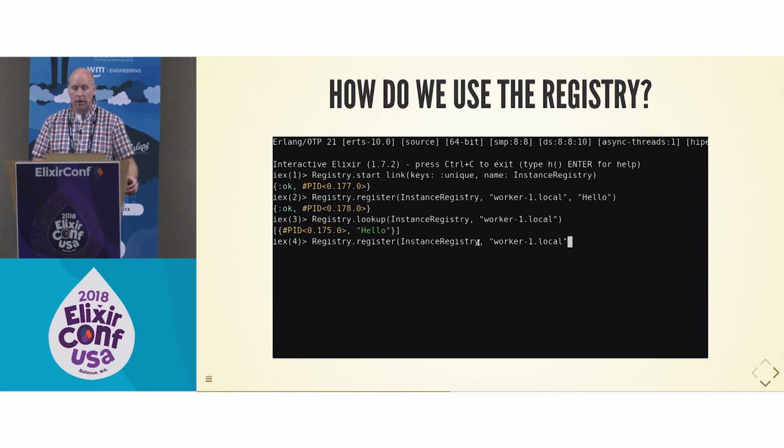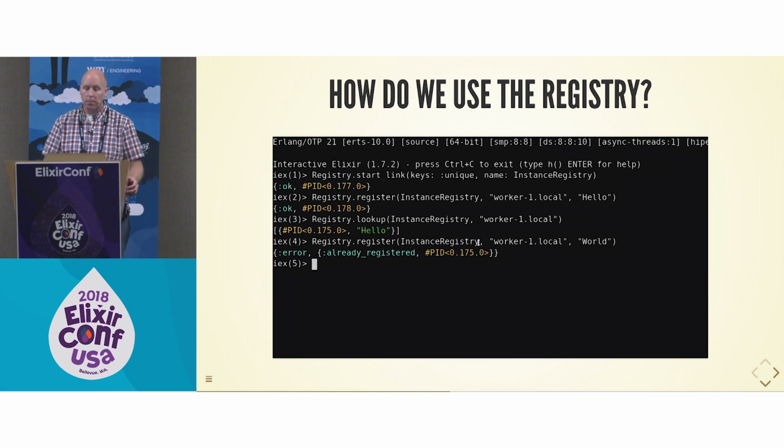If we try to register another value against that key, we get an error because it's a unique registry. It tells us that it's already been started, and it gives us the process that registered the initial key.